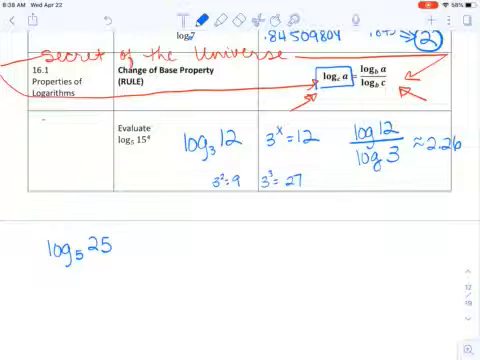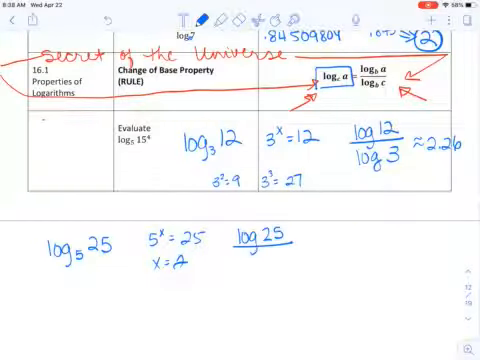Okay, what if I had a problem like log base 5 of 25? Does that one make sense to do the change of base formula? To me, it doesn't. I did it that fast. I can't type it into my calculator that fast. You could. You can do log of 25 over log of 5. You should get the same answer, right?